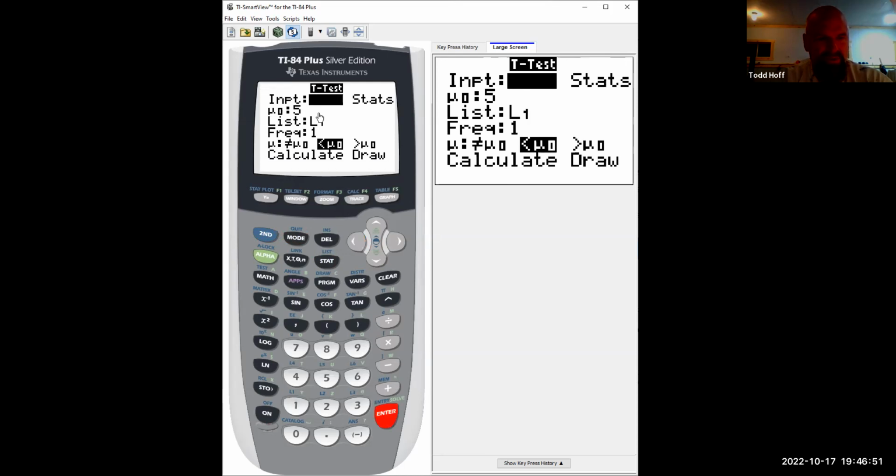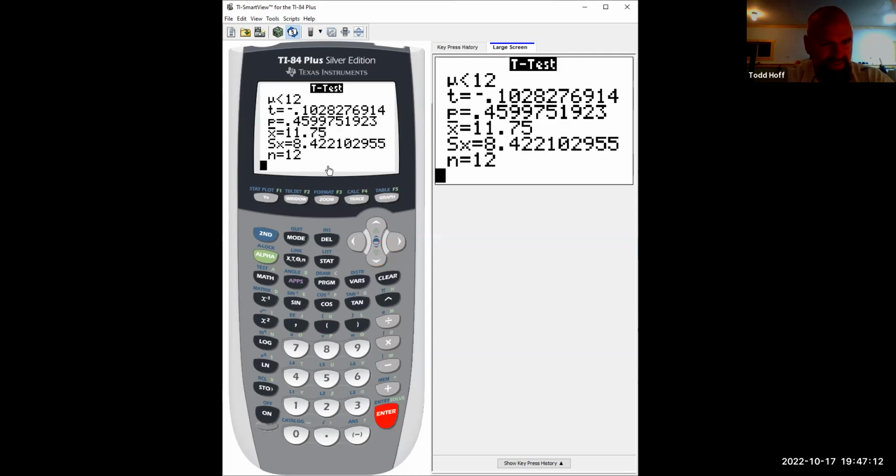So when I select that, notice my options change. My hypothesized difference here is 12 points. My list is actually an L3, so I'm going to do second 3 to change that to L3. Frequency, we always leave that as 1. The alternative hypothesis, again, is less than. And we hit calculate. We get a negative 1.03 for our test statistic and a 0.4600 as our p-value.